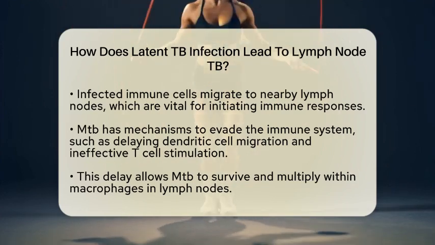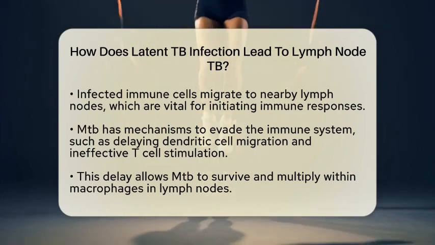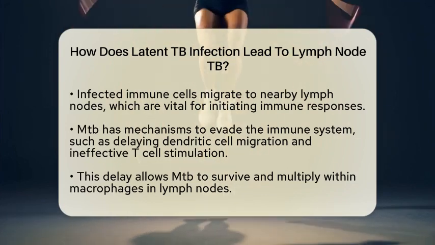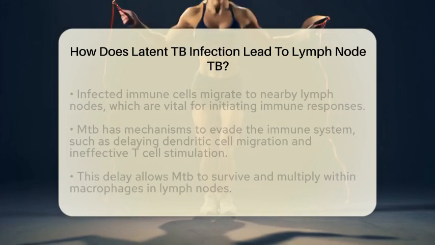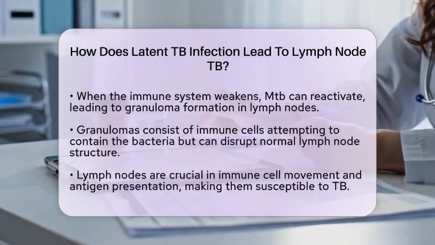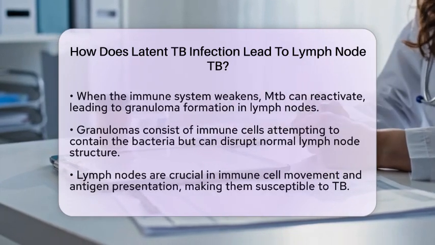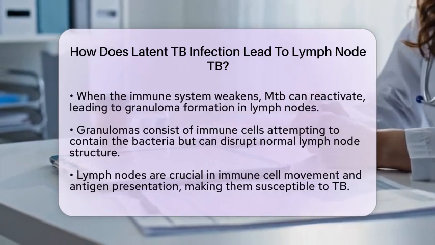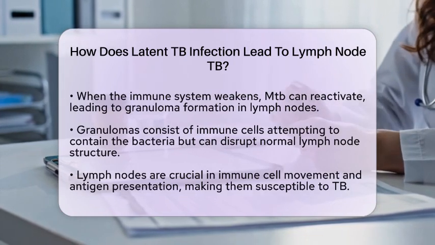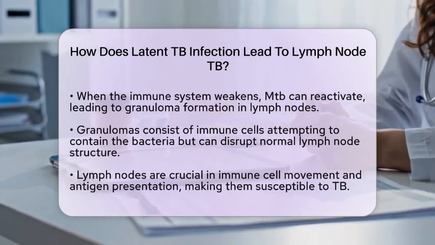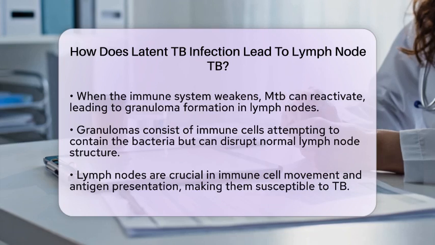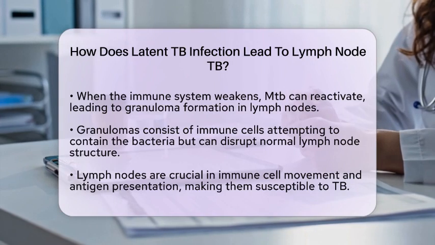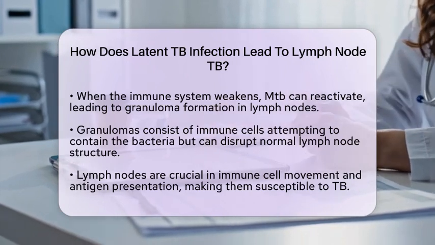This delay allows MTB to survive and multiply within the macrophages in the lymph nodes, creating a safe space for itself. In the latent phase, MTB can cleverly avoid being killed by the immune system. When the immune system weakens due to factors like immunosuppression or other health issues, MTB can reactivate. When this happens in the lymph nodes, it leads to the formation of granulomas. Granulomas are clusters of immune cells that try to contain the bacteria but can also disrupt the normal structure of the lymph nodes, causing inflammation and damage.